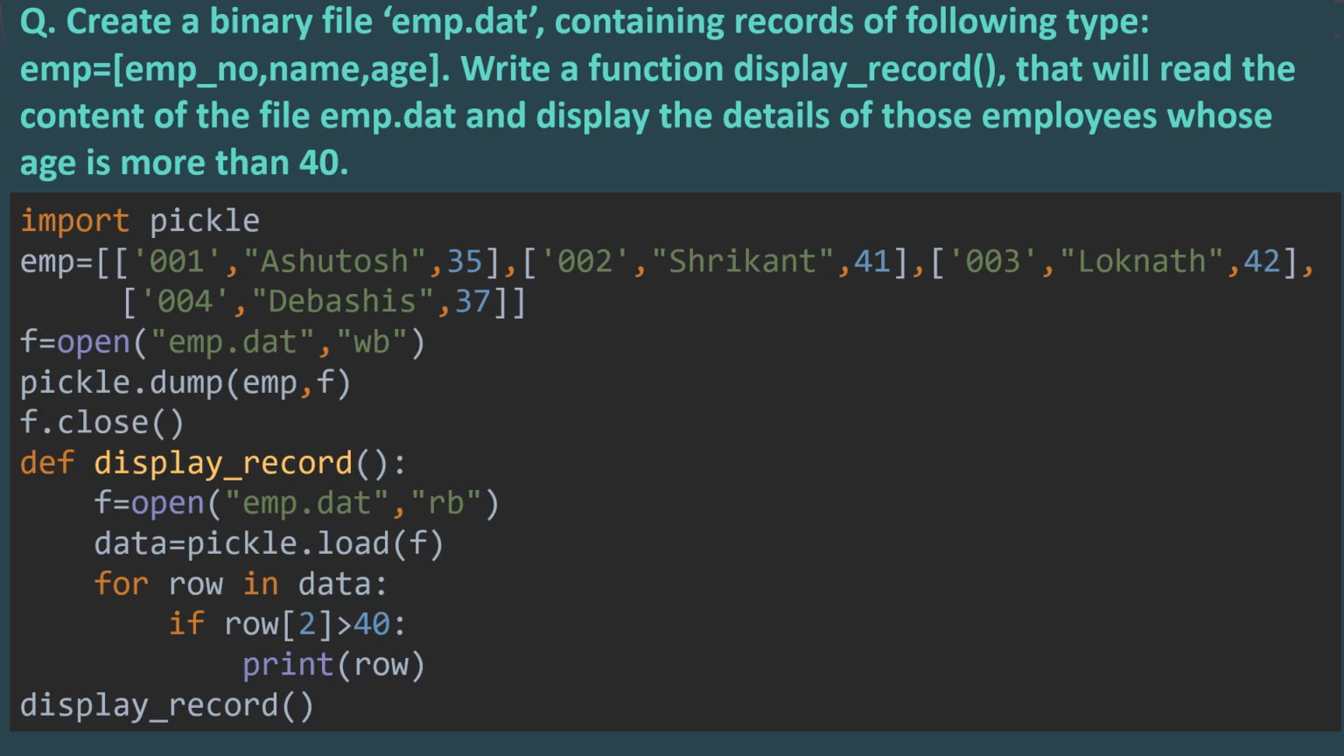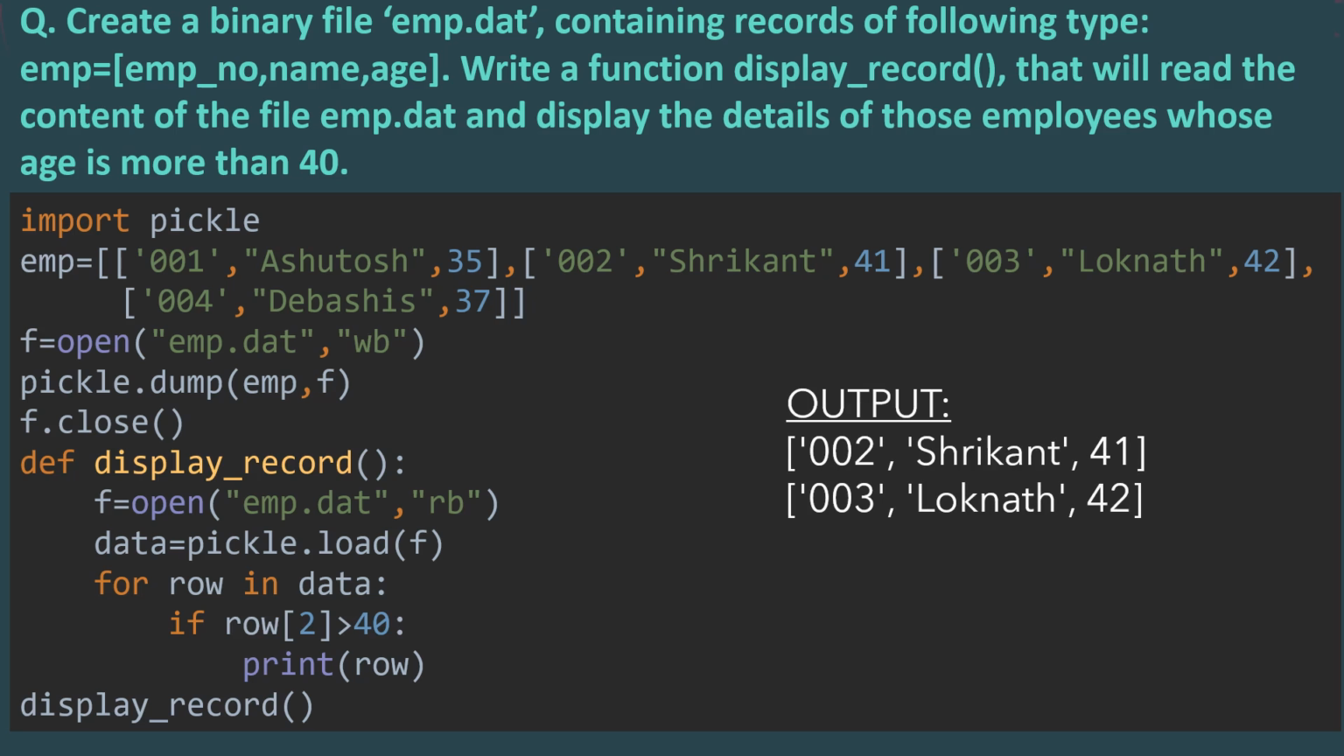Now let's call this function display_record. Now once you call the function, then you'll get the output like this. This is showing these 2 employee records whose age is more than 40.